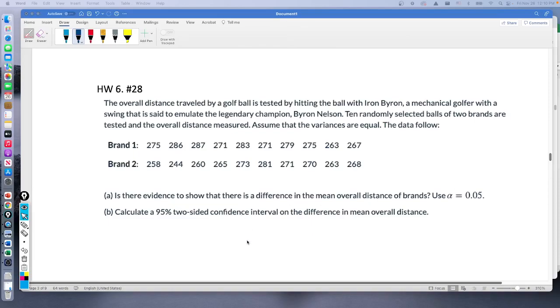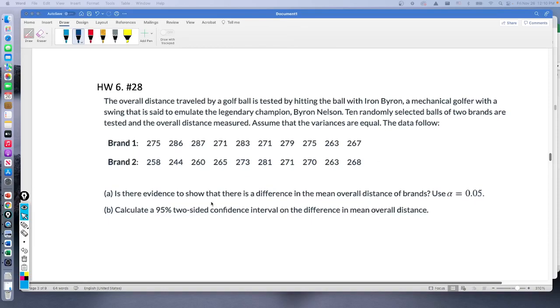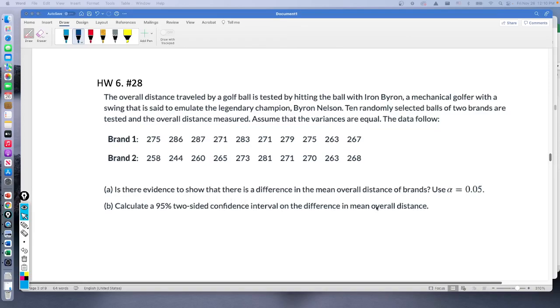If you look at 28, we have 2 samples. This is going to be looking at paired t-tests. That's the next one, sorry. We've got 2 samples. The overall distance traveled by golf balls tested by hitting the ball with an iron byron, a mechanical golfer, swing that is modeled on the champion, Byron Nelson. 10 randomly selected balls of 2 brands are tested and the overall distance measured. Assume that the variances are equal. The data follow. Is there evidence to show that there is a difference in the mean overall distance of the brands? Use alpha equals 0.05.